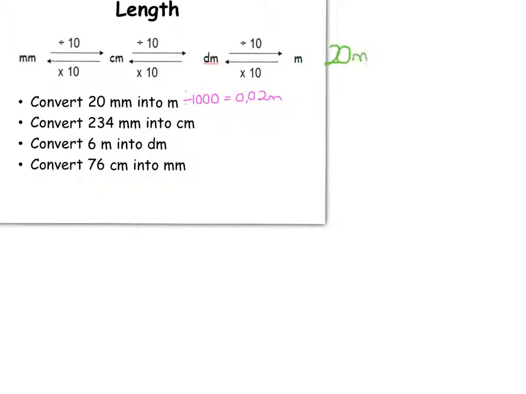I'm going to say I'm trying to go 20 millimeters into meters. I need to think about the unit, and I need to think about the size of 1 millimeter. 1 millimeter is a tiny little space. 1 meter is about the length of a step. So 1 millimeter is small when I compare it to 1 meter, which is big. That means that the number will go from being big to small.